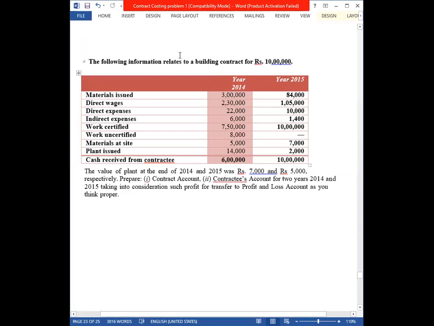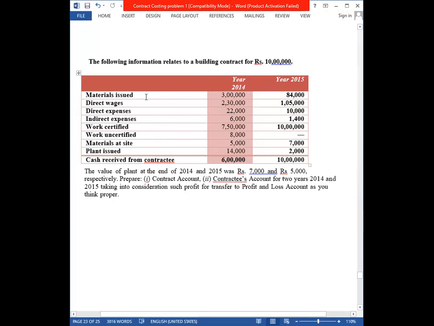The following information is related to a building contract for rupees 10 lakhs. This 10 lakhs is nothing but the amount of contract price, so the total contract worth is 10 lakhs. We'll see the details. Material issued during 2014 is given, and 2015 is also given. Likewise wages, expenses, indirect expenses, work certified, work uncertified, material at site, plant issued, and cash received from contractee. All this information is given with respect to these 2 years.